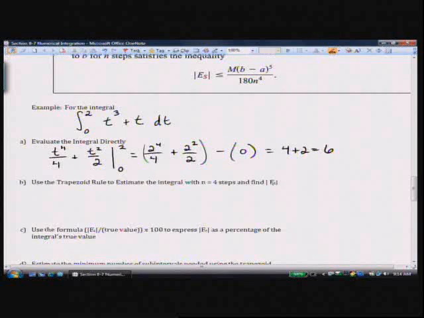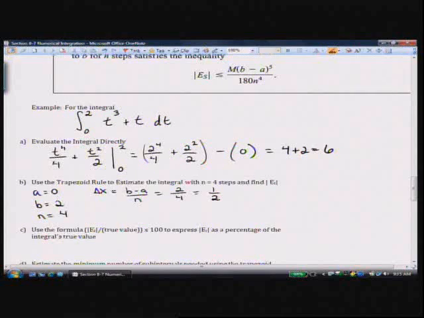Okay? So for the trapezoid rule, what you're going to have to do is split up your interval. Let's just first think about what we have. We have a is 0. We have b is 2. We know that n is 4. And we know that delta x is equal to b minus a over n. So in this case, it's going to be 2 over 4, which is 1/2.